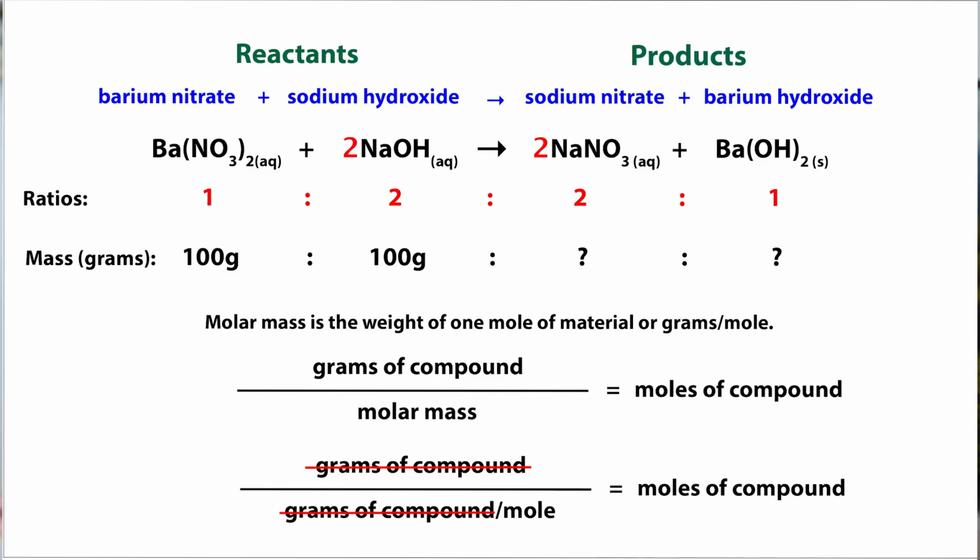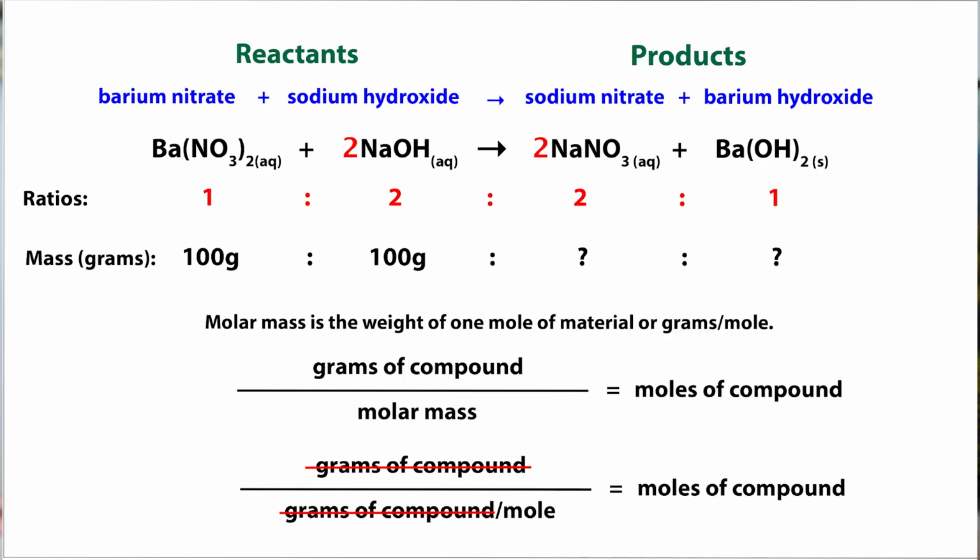Well, molar mass is the grams per mole. How much does a mole weigh? So if we divide the mass by the molar mass, mass cancels out, and that leaves us with moles. So we'd be able to figure out how many moles we have by dividing each of these by the molar mass of the various compounds. Okay? So we have to figure out the molar mass first.